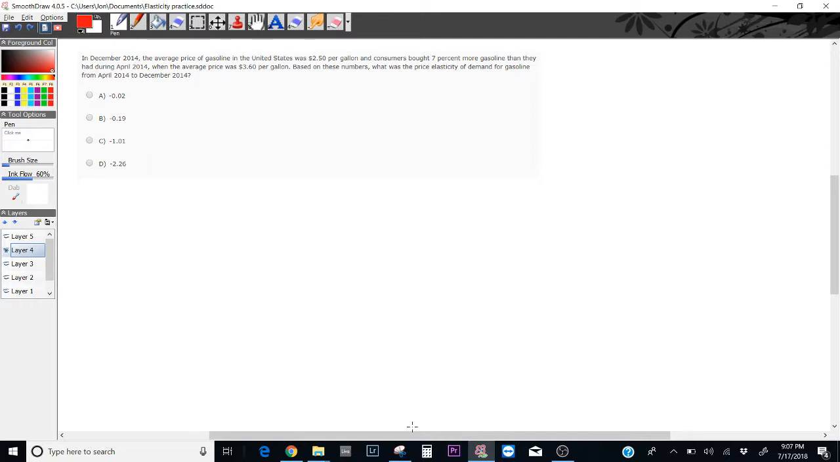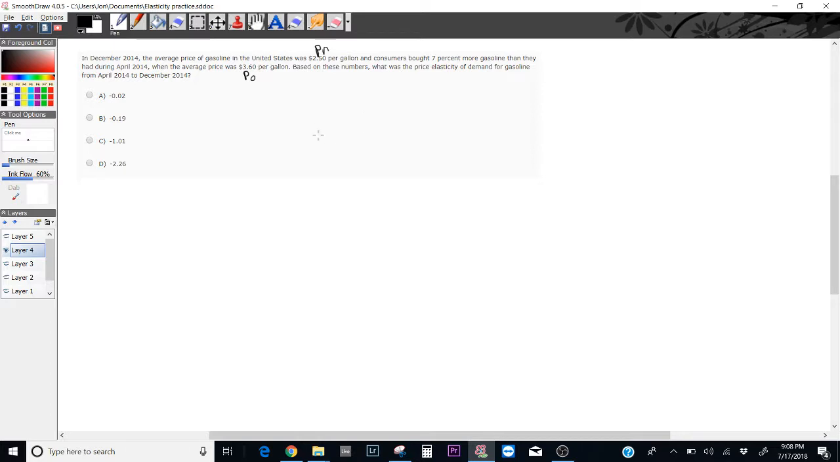Now, first, what I'm going to do is denote which ones are going to be my P old and my P new. So, December 2014 is going to be my new price, and April of 2014 is going to be my old price. So it says, based on these numbers, what was the price elasticity of demand? Because we see that consumers purchased 7% more gasoline.